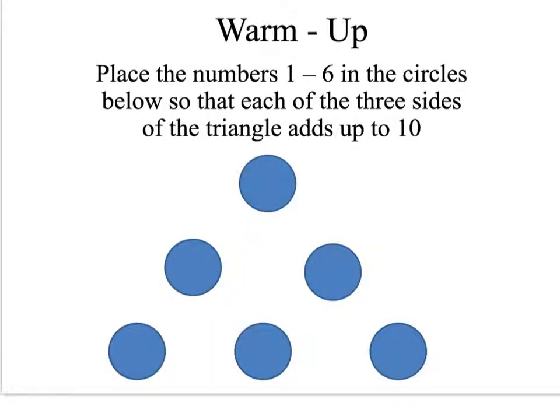So this warm-up's pretty much just a puzzle. We're not even going to go over it. But if you want to, you're basically just placing the numbers 1 through 6 in the circles, and you want to get each side of the triangle to add up to 10. Obviously, I didn't do it that way, because I have one side that's only 6, 12 on another, and 12 on another. But you can just move the numbers around.